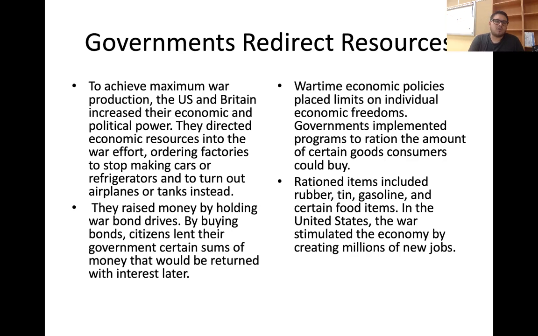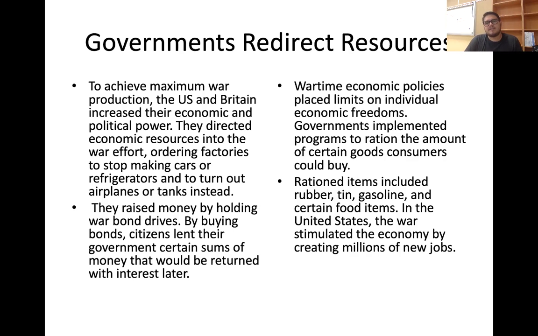So they raise money by holding war bond drives. By buying bonds, citizens lent their government certain sums of money that would be returned with interest later. So pretty much the government's taking loans out on their people. Usually when you ask for a loan, you go to a bank, and the bank says, "Hey, we'll give you $10,000, but at 20% interest, 15% interest." So you're going to pay us back with a little bit more. That's exactly what war bonds were: people would give the government money, and the government would promise to pay them back with a little bit extra.